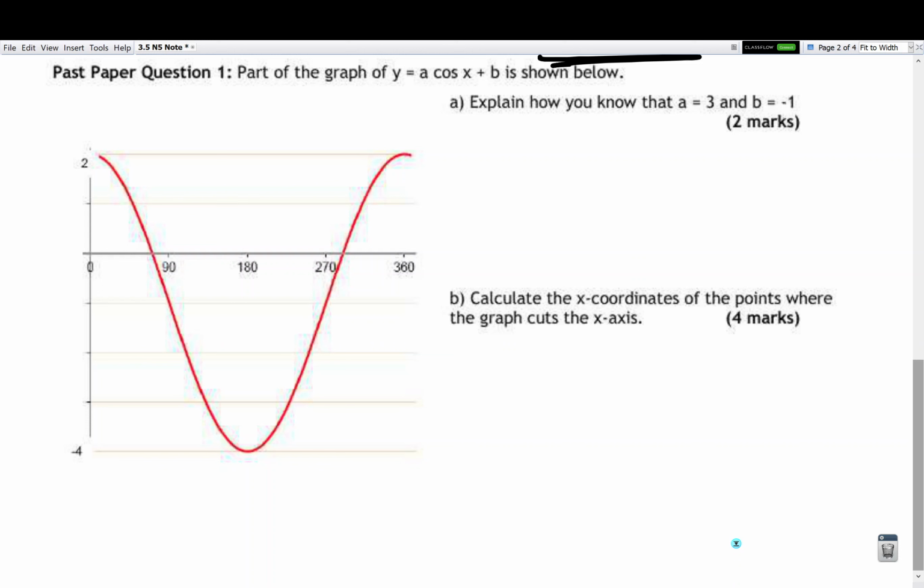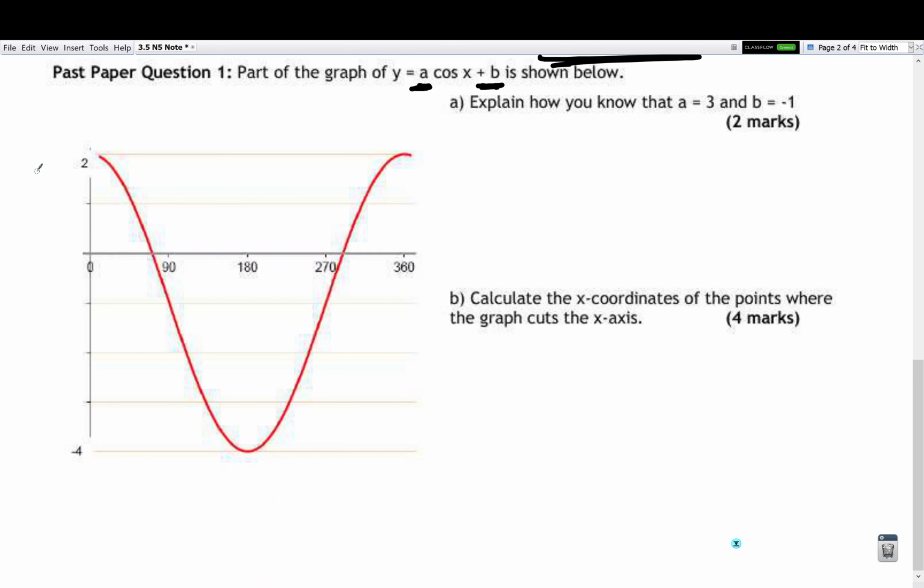So the first one, we've got part of the graph of y equals a cosine x plus b shown below. Explain how you know that a is equal to 3 and b is equal to -1. So this is relating back to our knowledge of trig graphs, knowing that a is to do with the amplitude, the maximum and minimum values, and plus b tells us that it's been moved up or down. So how do we know that a is 3 and b equals -1? This is just testing our understanding of the principles of amplitude and vertical shift.